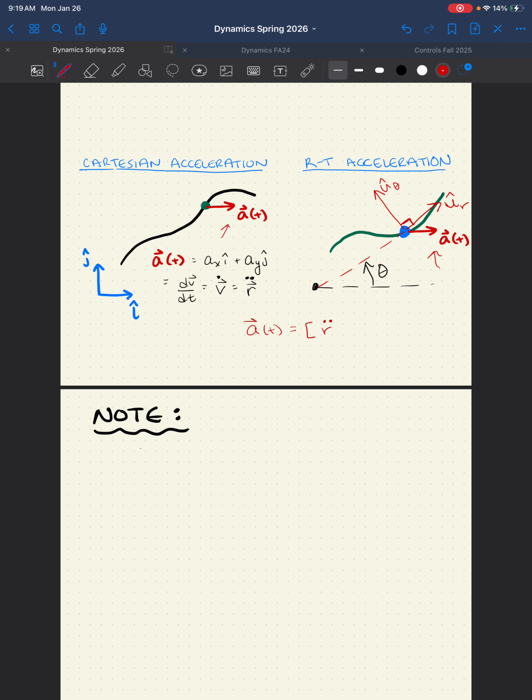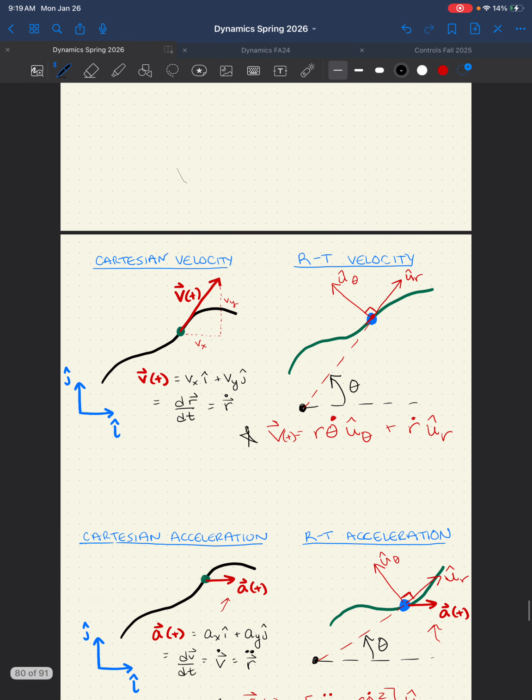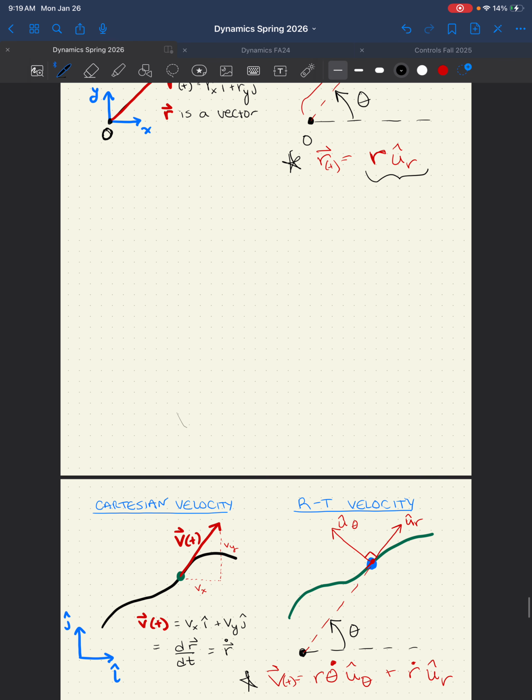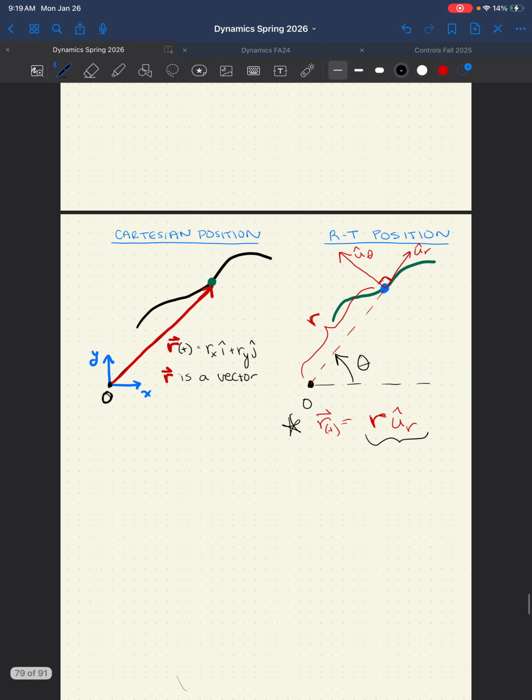r double dot minus r theta dot squared in the u hat r direction plus r theta double dot plus 2 r dot theta dot in the u hat theta direction. Okay, so we will need to know how to manipulate this equation, and this equation, but you do not need to know how to derive them, so how to prove them.